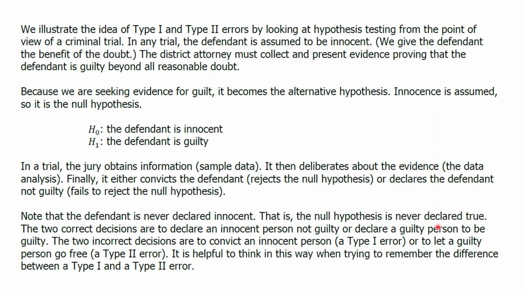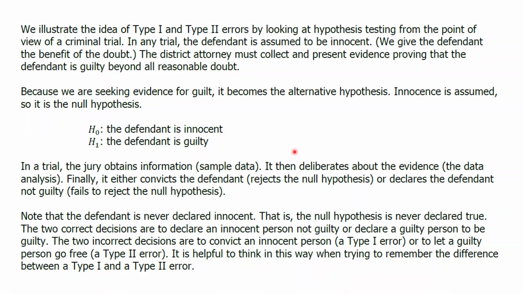Okay. So we illustrate the idea of type 1 and type 2 errors by looking at hypothesis testing from the point of view of a criminal trial. In any trial, the defendant is assumed to be innocent, so we give the defendant the benefit of the doubt. The district attorney must collect and present evidence proving that the defendant is guilty beyond all reasonable doubt. Because we're seeking evidence for guilt, it becomes the alternative hypothesis. Innocence is assumed, so it is the null hypothesis. So the null is the defendant is innocent, the alternative, the defendant is guilty.